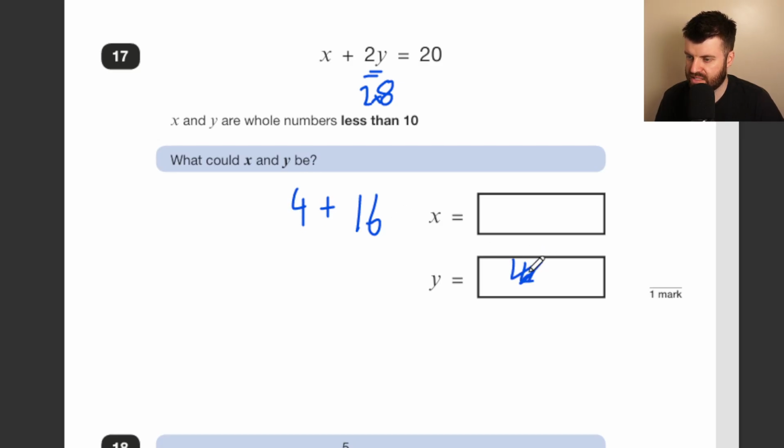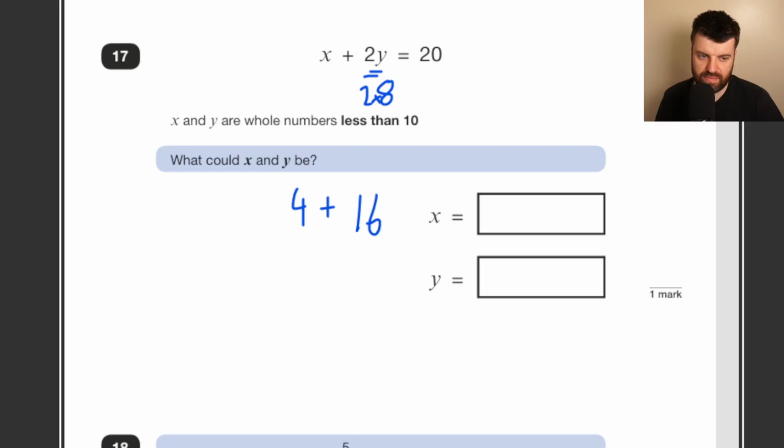Oh, that's Y. See, you need to be really careful. Let me get my rubber. We said here that Y was 8 because 2 8s are 16, and then we had to add on 4. That works. There are more answers. Y could have been 9. 2 times 9 is 18, and X could be 2.